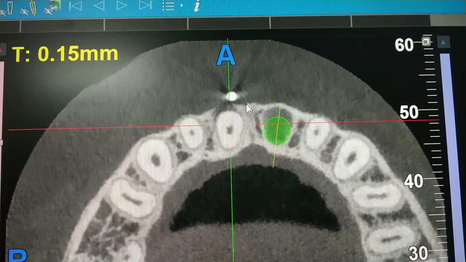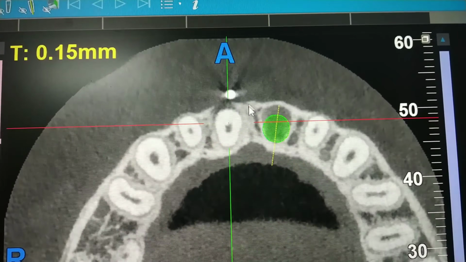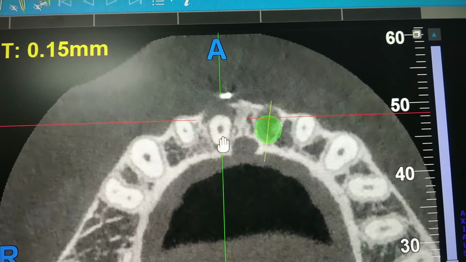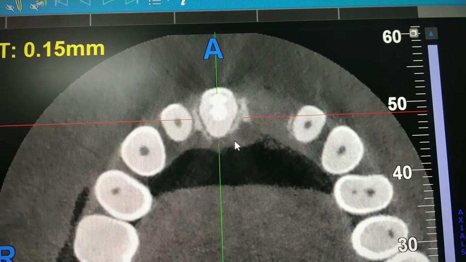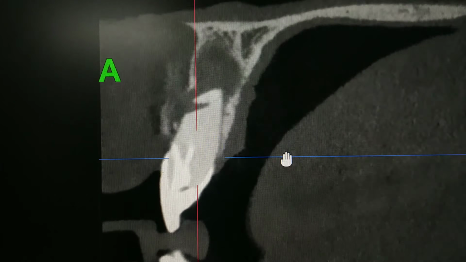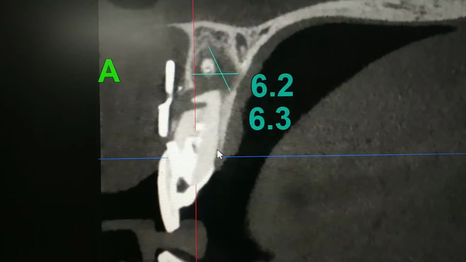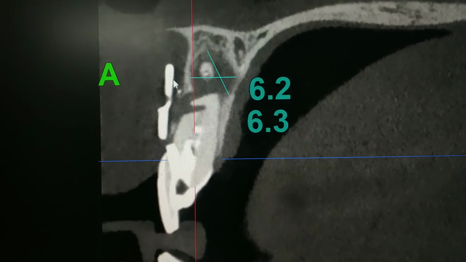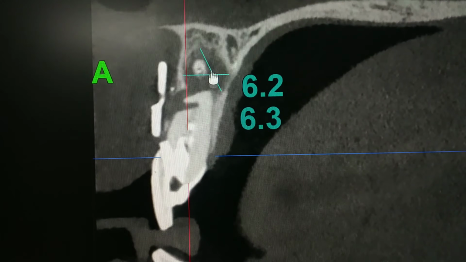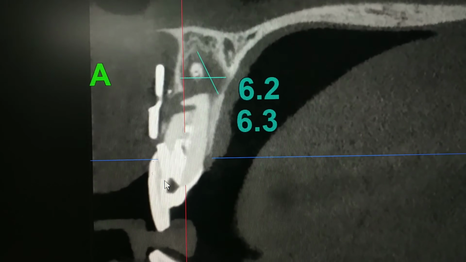you can see this white image here. This is the gutta percha which is perforated. This is the sagittal section, and you can see the perforation in the labial plate, and the gutta percha is moving out of the tooth into the soft tissues, and this is a cyst which has formed in the central incisor tooth.